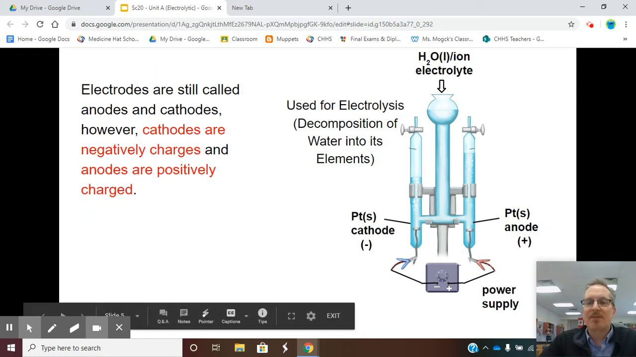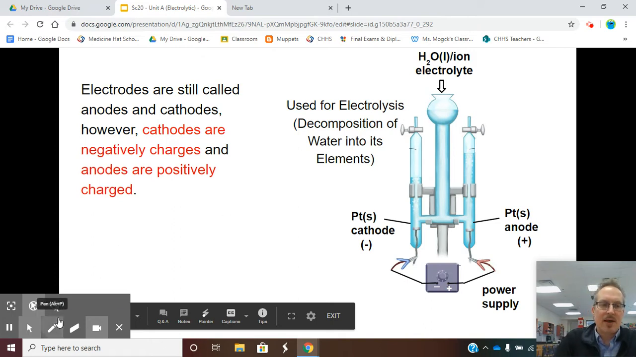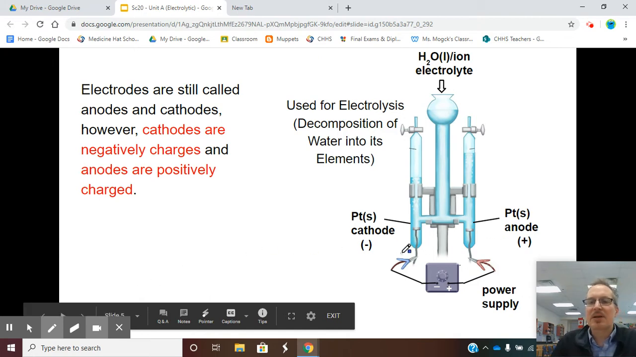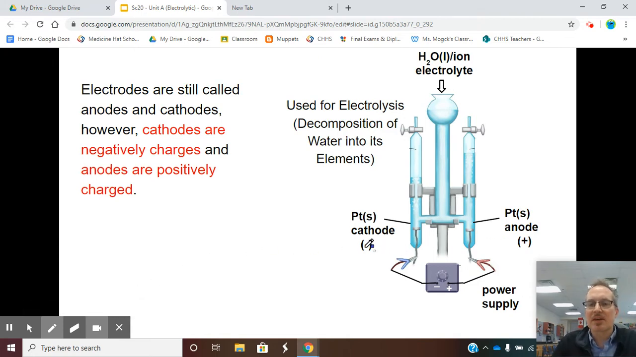Now, I said before that this has a cathode and an anode. And so I'm going to grab a pen here. It does have a cathode and an anode, but I want you to notice one big difference. The cathode is negative. That's a big deal. When we did a voltaic cell, cathodes were positive.